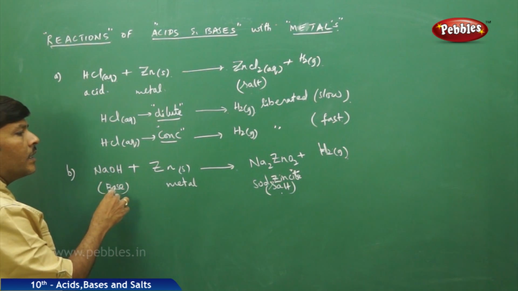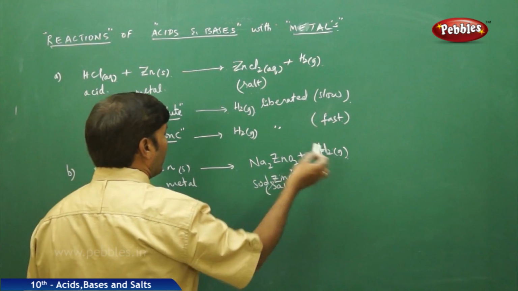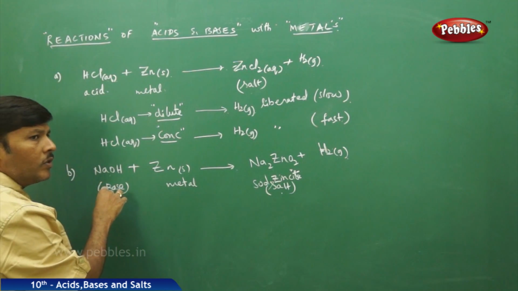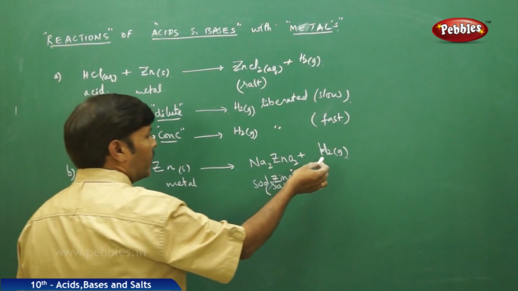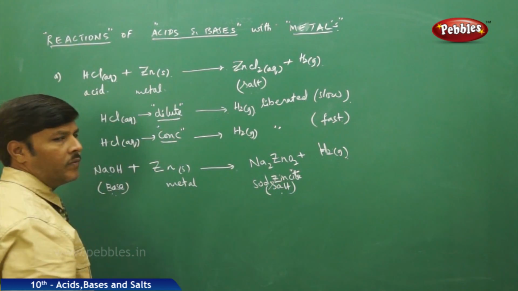Here the same thing applies for the base also. If the base is dilute, then the liberation of hydrogen gas is low, and if the base is concentrated, then the liberation of hydrogen gas is vigorous or fast.